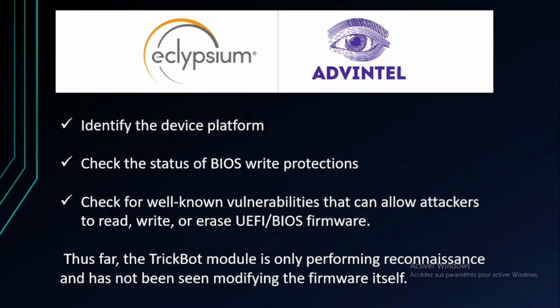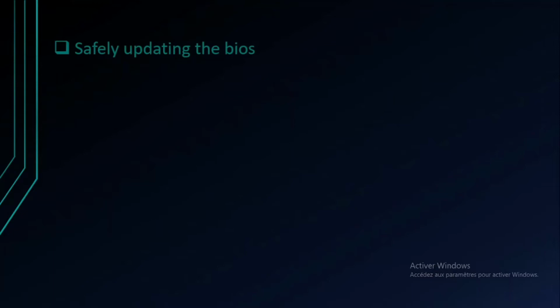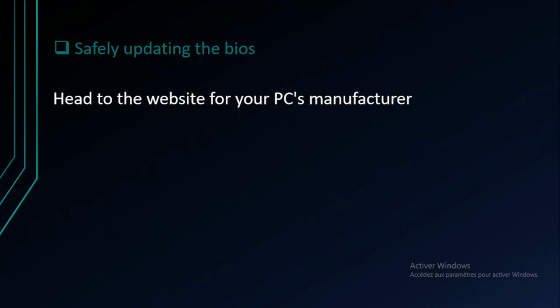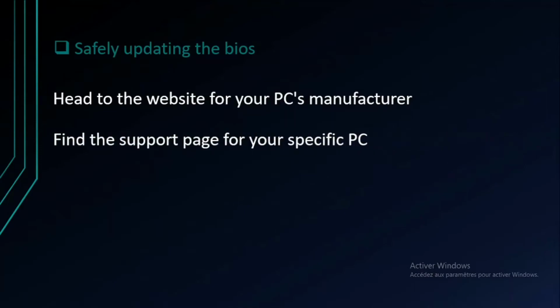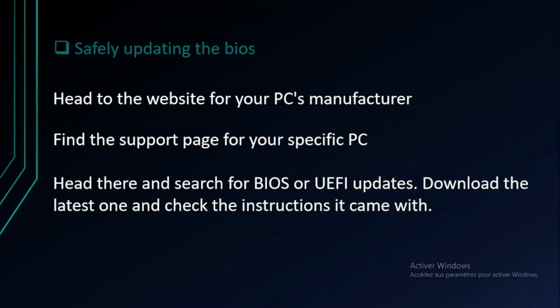As we said, updating the BIOS is a critical operation. There are a few methods, like using a USB drive or updating from an exe file, but the safest way is to head to the website of the PC manufacturer like Dell, HP, or Lenovo and find the support page. Then find your specific PC by searching for the model number or serial number, which you can often find somewhere on the device. Once you have found the support page, there should be a section for downloads or drivers. Head there and search for the BIOS or UEFI updates. Download the latest one and check the instructions it came with.